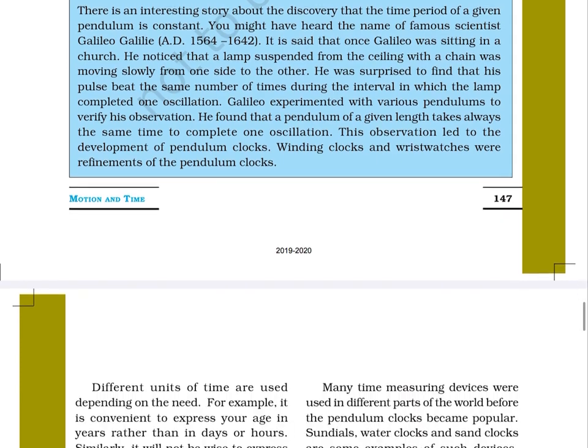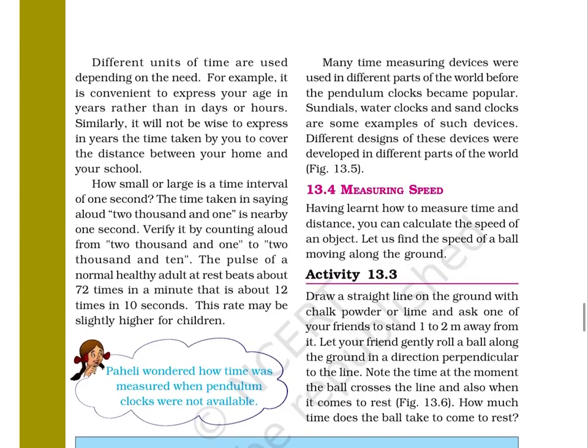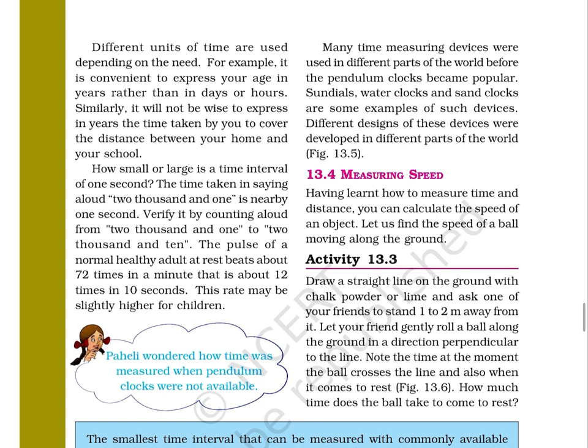Page 148. Different units of time are used depending on the need. For example, it is convenient to express your age in years rather than in days or hours. Similarly, it will not be wise to express in years the time taken by you to cover the distance between your home and your school. How small or large is a time interval of 1 second? The time taken in saying aloud 2001 is nearby 1 second.